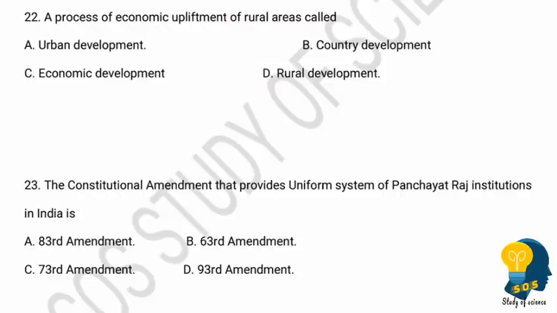The constitutional amendment that provides uniform system of Panchayat Raj institution in India is, and the options are A. 83rd Amendment, B. 63rd Amendment, C. 73rd Amendment, D. 93rd Amendment. And the right answer is C. 73rd Amendment.